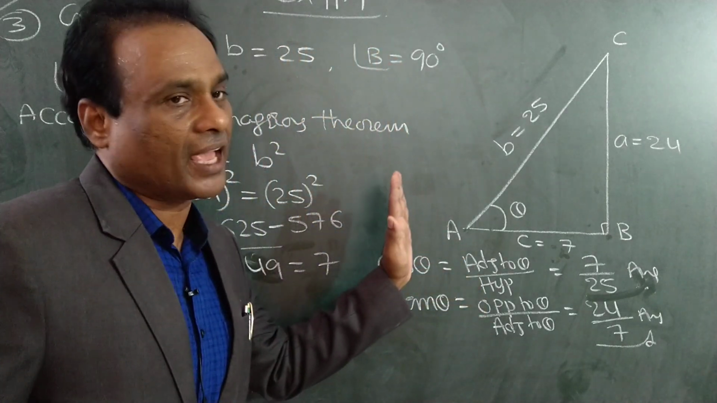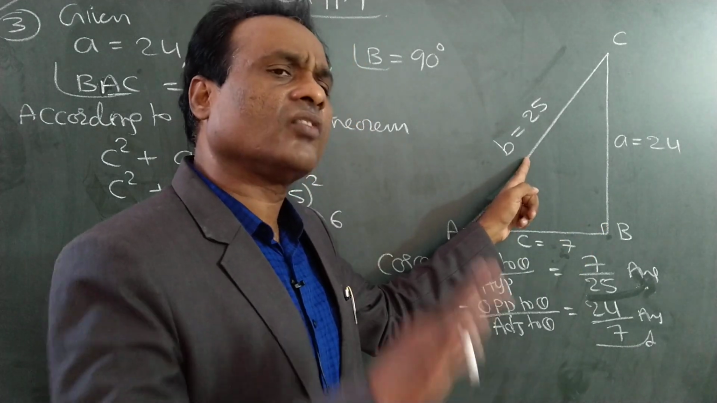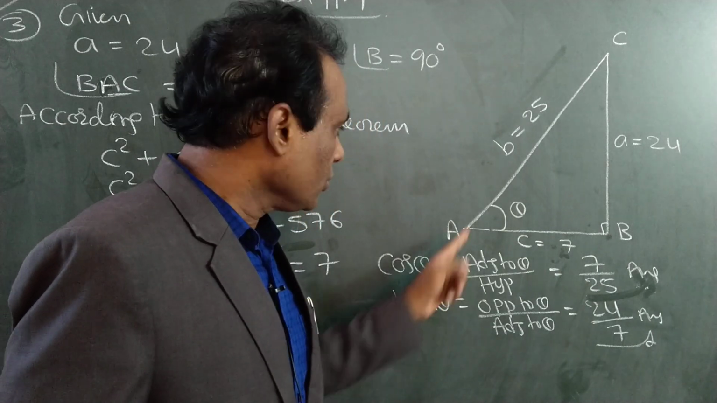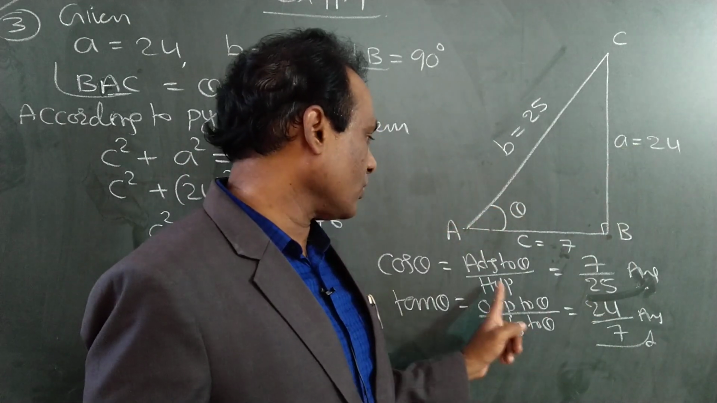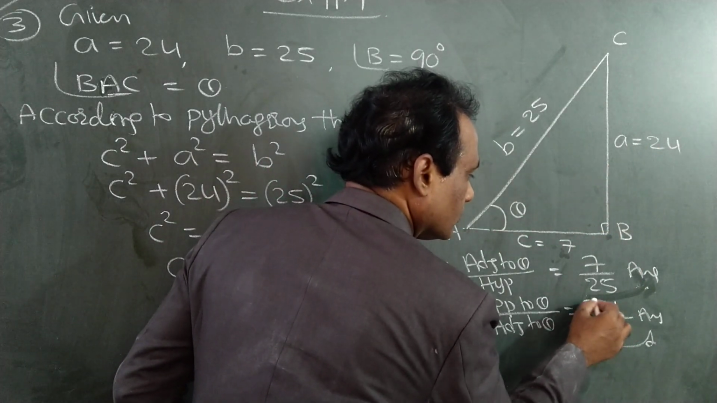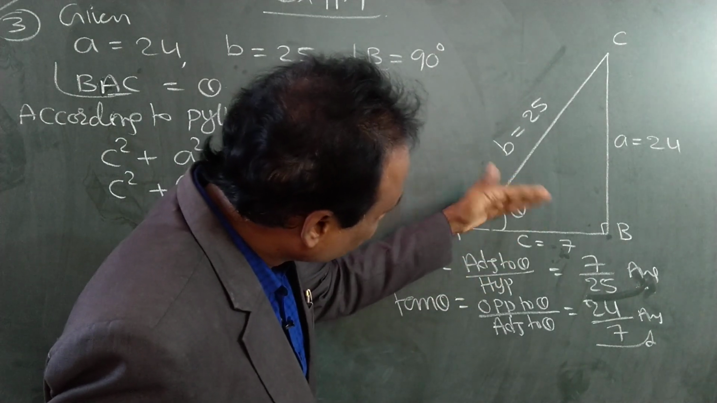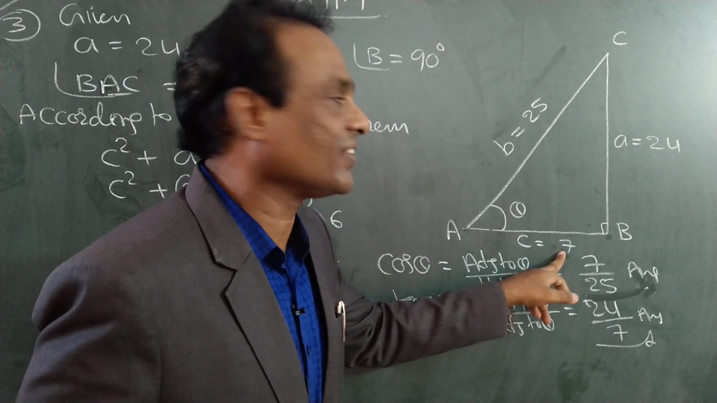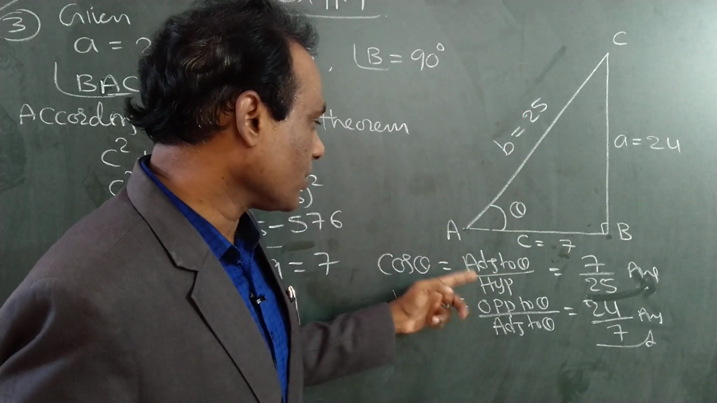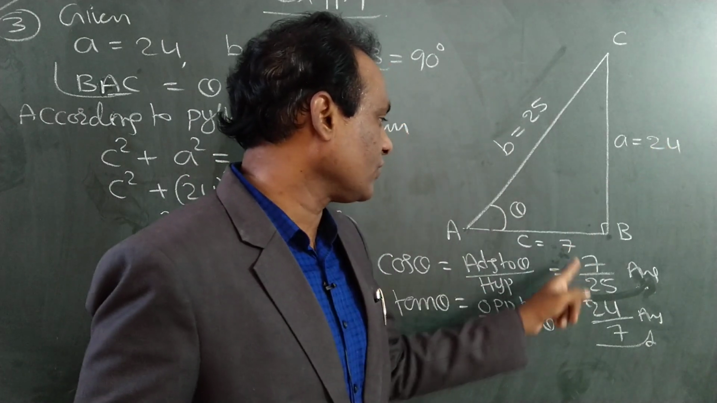See here, once again I am naming the sides. The bigger side which is opposite to 90 degrees is always the hypotenuse, no doubt in that. If we are discussing theta, its opposite is called the opposite side. So what is the opposite side? 24. The side adjacent to it, that includes theta, is called the adjacent side. Opposite 24, adjacent 7, hypotenuse 25. So adjacent by hypotenuse is 7 by 25. Opposite by adjacent is 24 by 7.